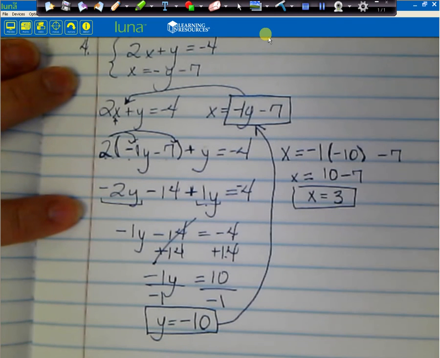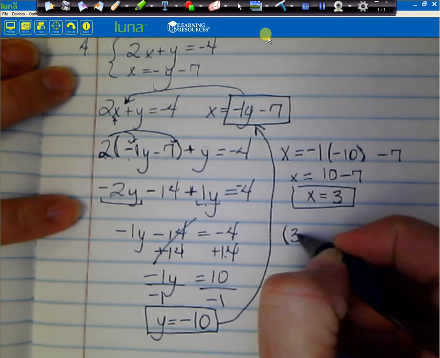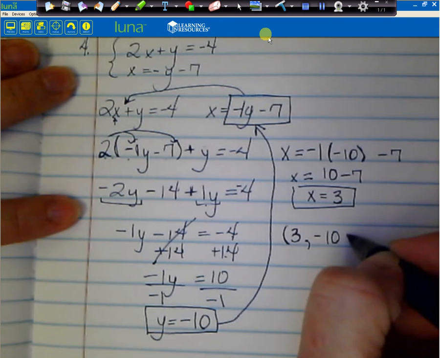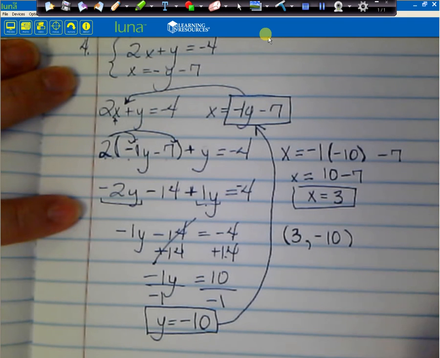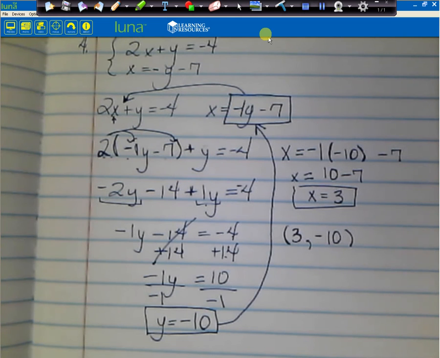So now I'm going to take my answer here and write it as an ordered pair. My x comes first, the 3 comes first, and then the negative 10. Now I'm going to check this. Make sure that you have all that down before you move on because I'm out of space and I'm going to have to check on another page.